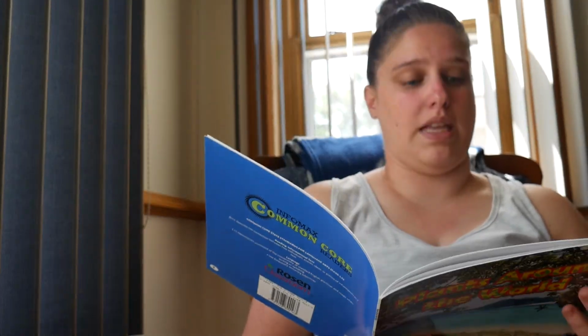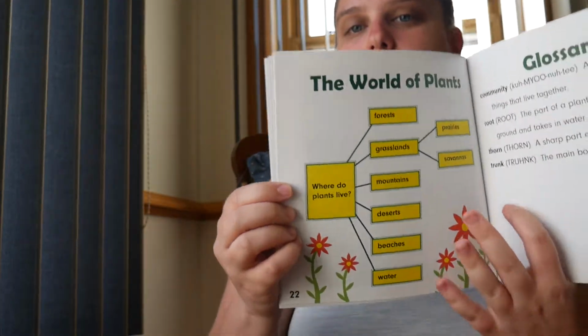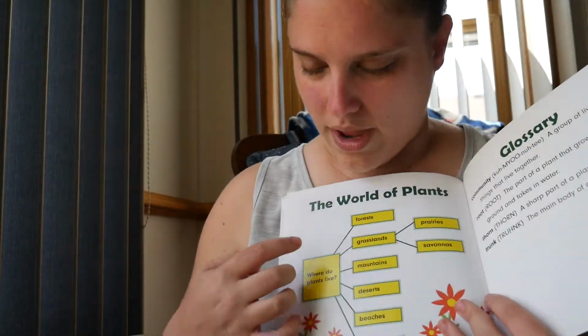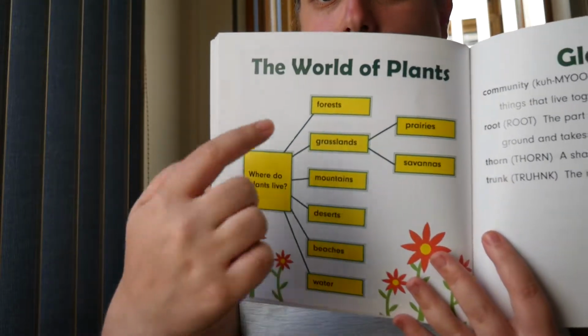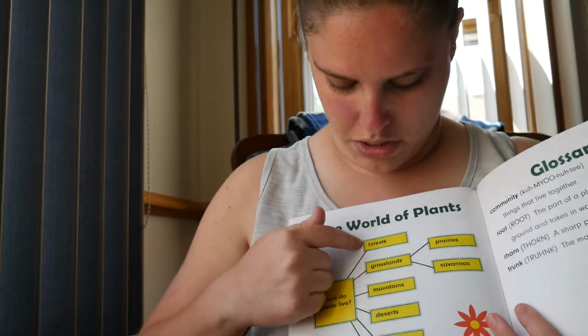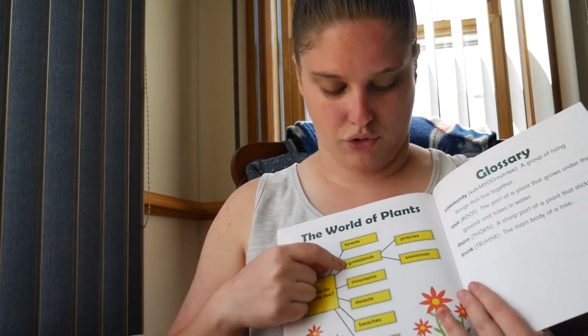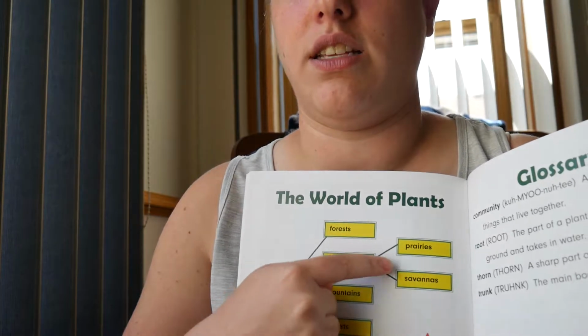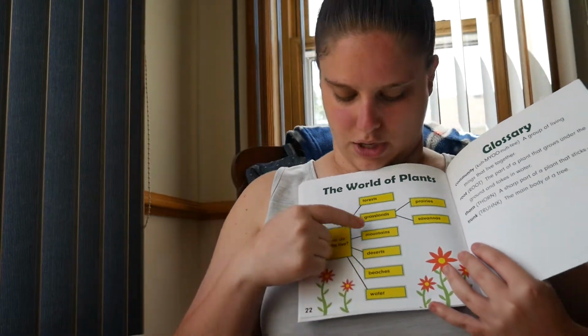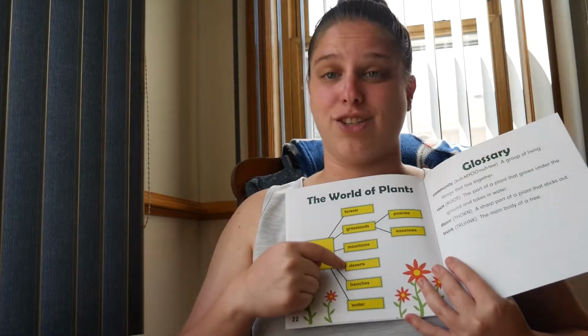The world of plants. So here's a little map, and this question says, where do plants live? And these are all the different places where plants can live. Forests, grasslands, which are also called prairies and savannas. That's why it has those two boxes there. Plants can grow on mountains and deserts and beaches and in the water.